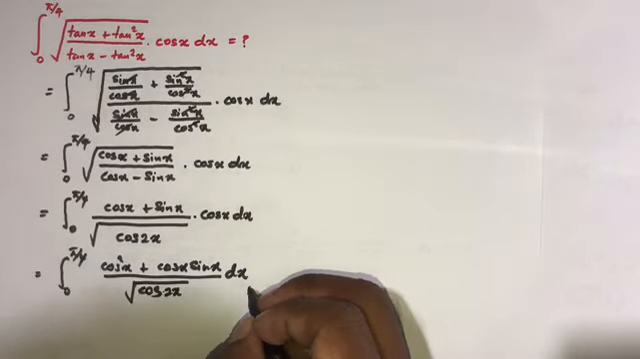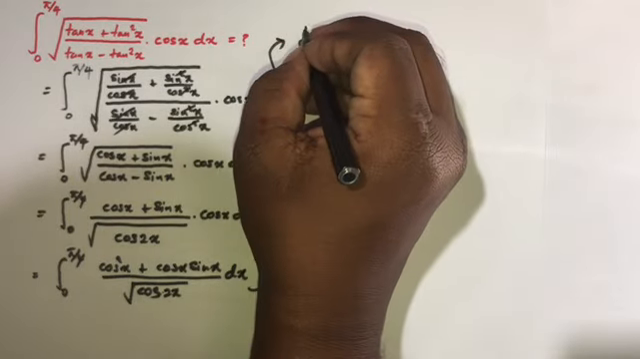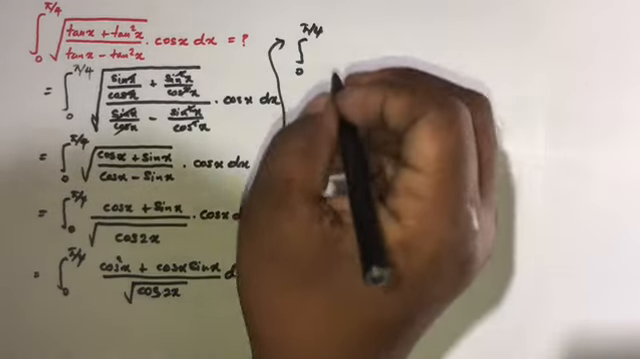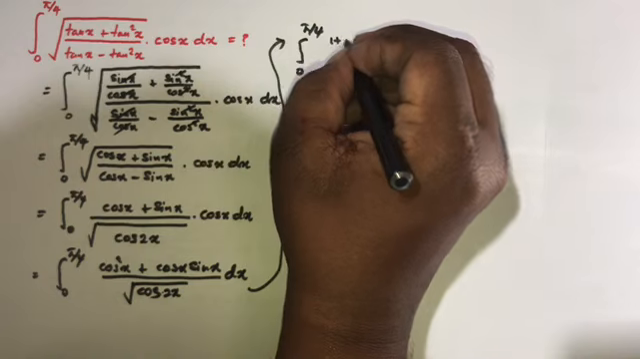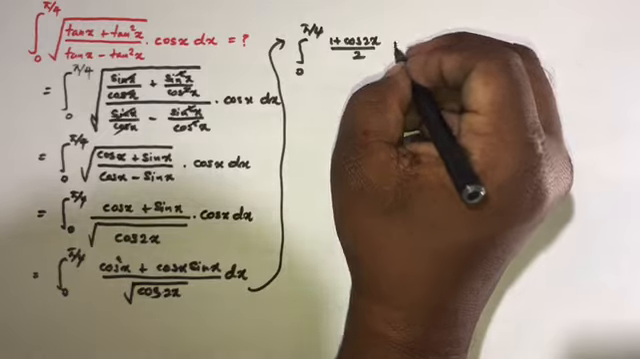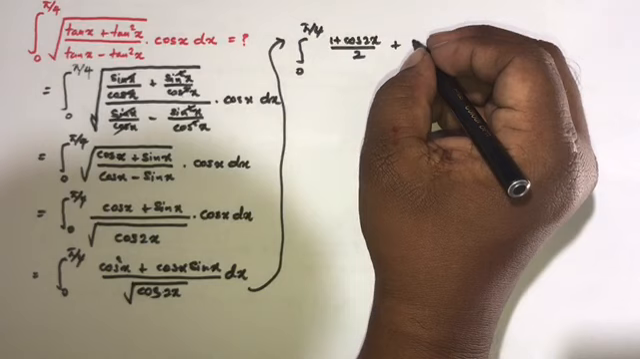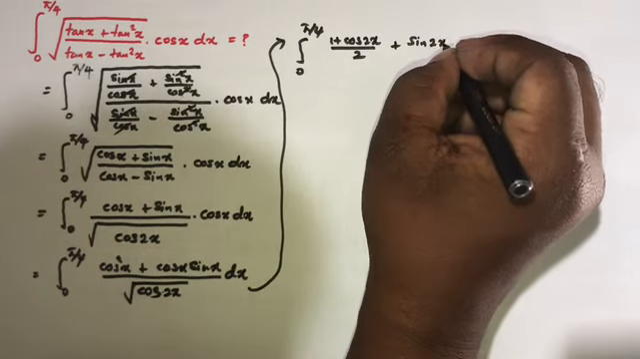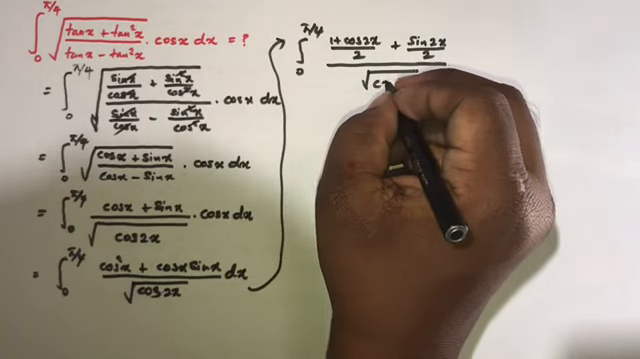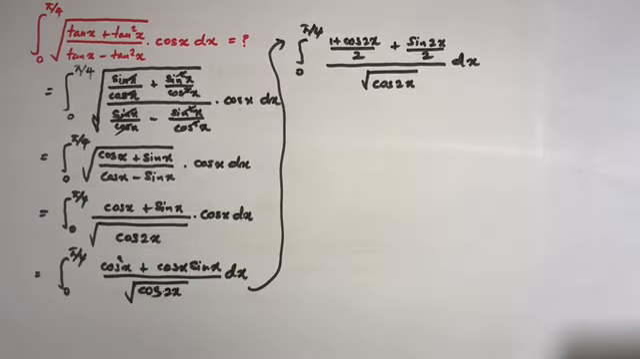Okay, now I am going to write the integral from 0 to pi over 4, here cosine square of x. So I am going to write, using the trigonometric formula, (1 plus cosine of 2x) over 2, plus, instead of cosine of x sine of x, we know the double angle formula, sine of 2x over 2, over the square root of cosine of 2x, here dx.